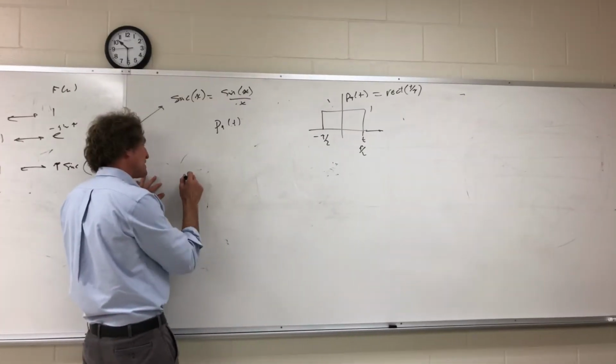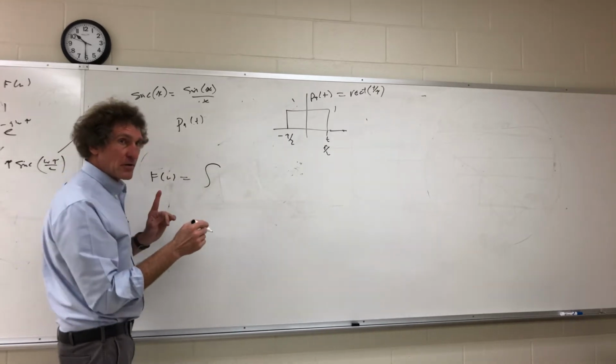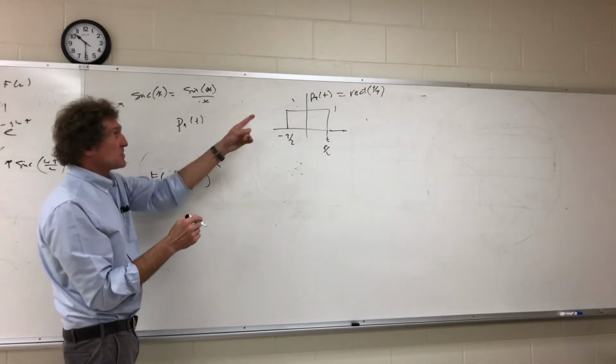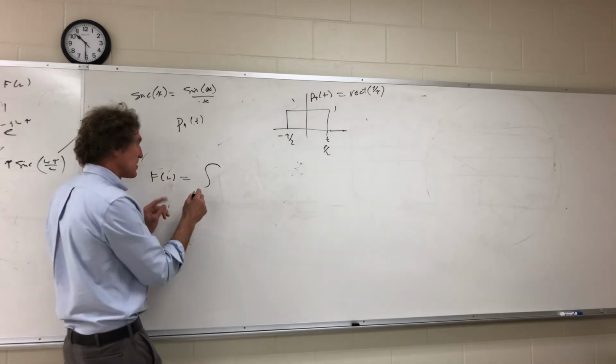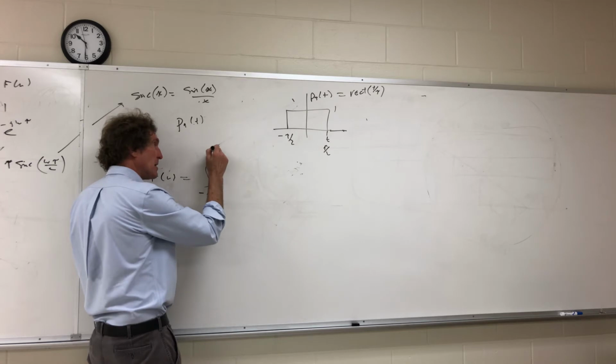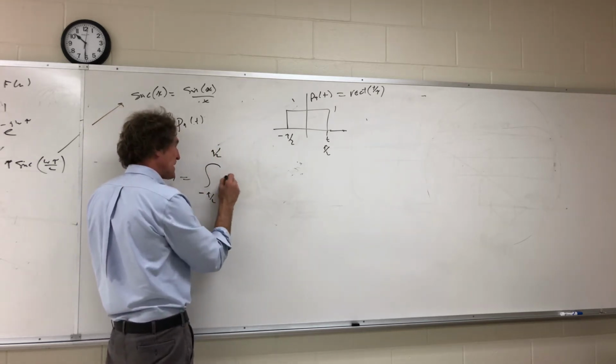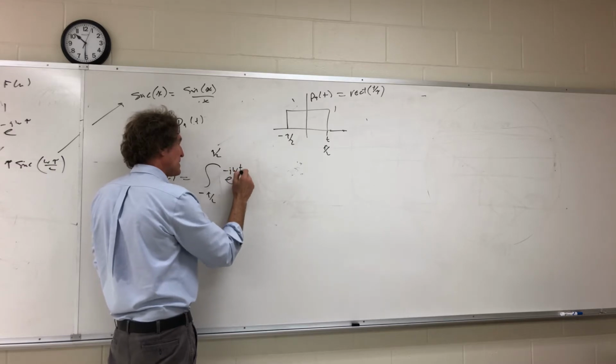Well, the Fourier transform of that pulse function would be the integral from where do I go? Well, the magnitude's 1, right? So where do I start the integral? Minus tau over 2. Where do I end? Tau over 2. Everything else is 0. What am I multiplying by? It's 1 times e to the minus j omega t dt, correct?